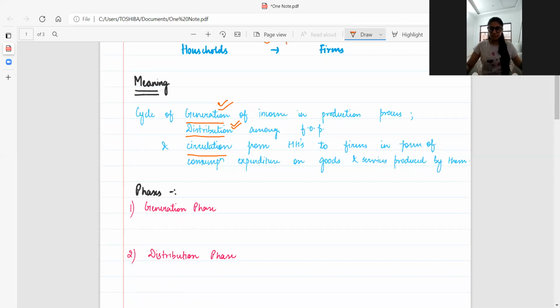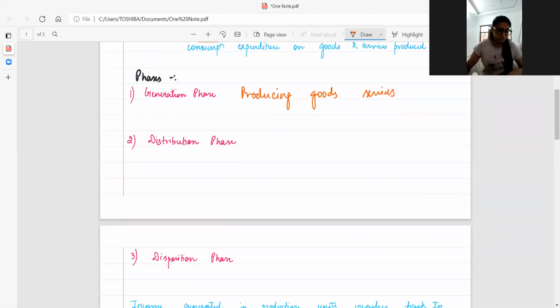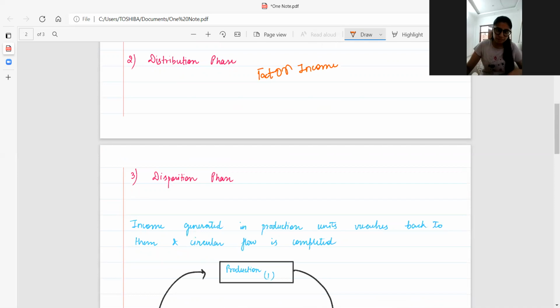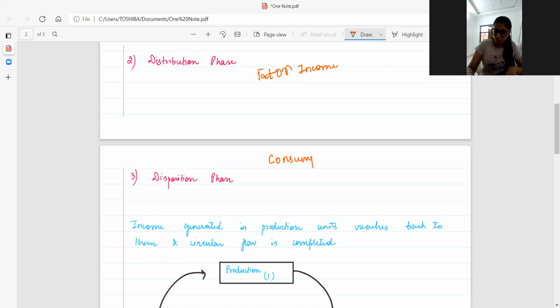I'll discuss three phases in this entire process. The first is the generation phase. When is income generated? When a firm is producing goods and services. Next is the distribution phase. When the firm pays factor income to households, this is precisely being distributed among people. The last one is the disposition phase, wherein the income received by the factors of production is spent on goods and services. That is, we are talking about consumption expenditure by households.